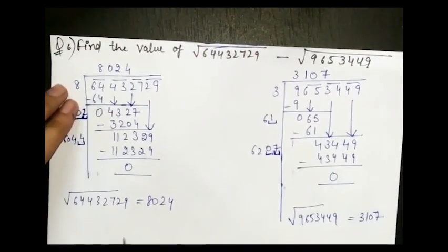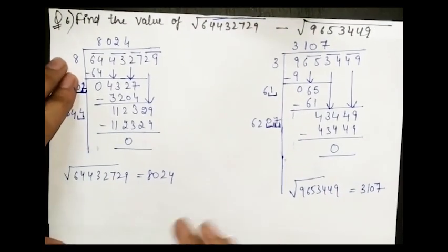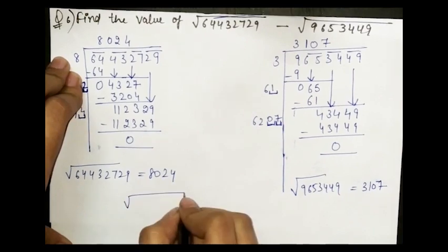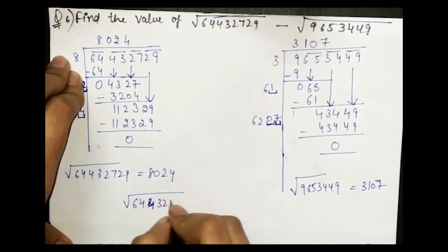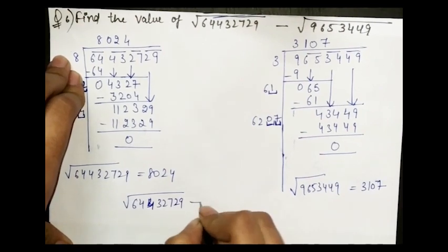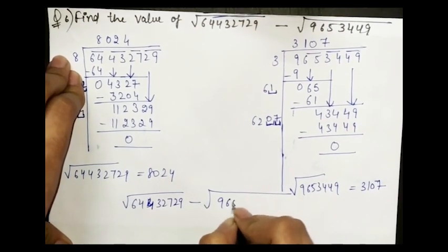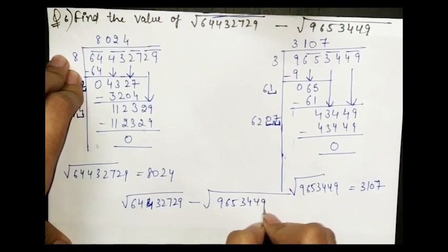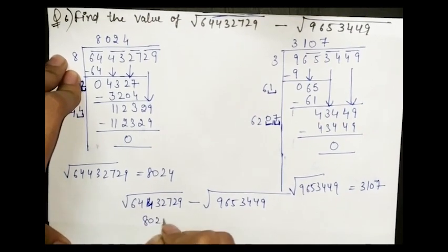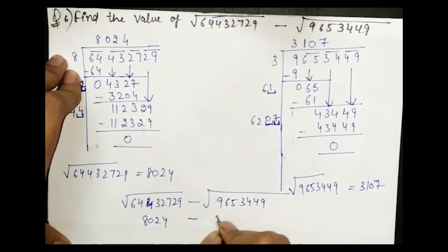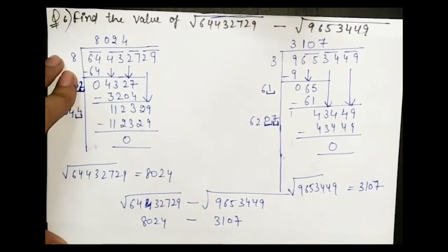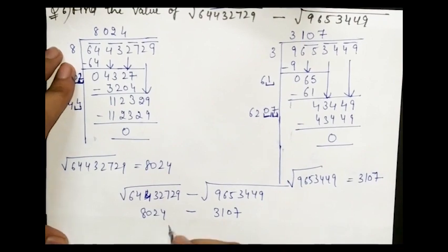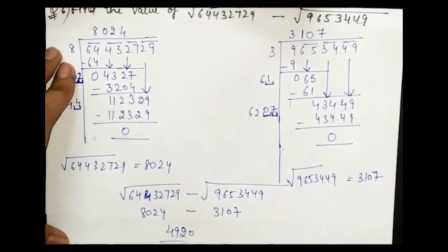Now you have to do this in your exams like this. First you will write 6443279 minus 9653449, and the square root of this is 8024, and here this is 3107. So subtract this, and that will be 4920. Okay, so this is the answer.